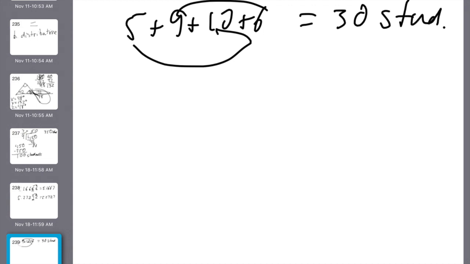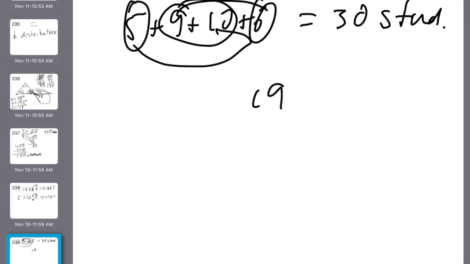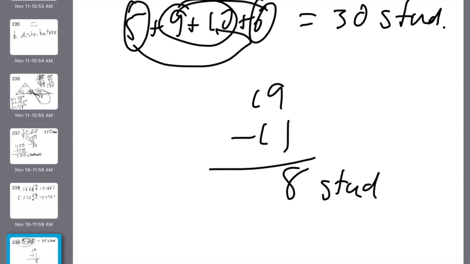B says how many more students preferred action or comedy movies? So I have to take action and comedy, that's these two, add them together is 19, compared to the drama and sci-fi, that's those two, that's 11, and I'm comparing those to get 8. So 8 more students like those two types of movies than the other types of movies.